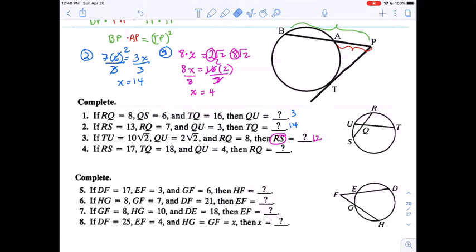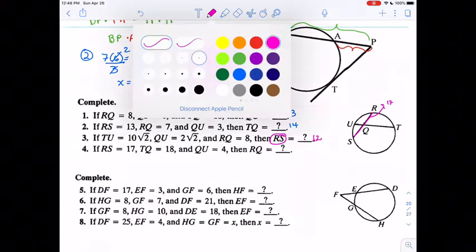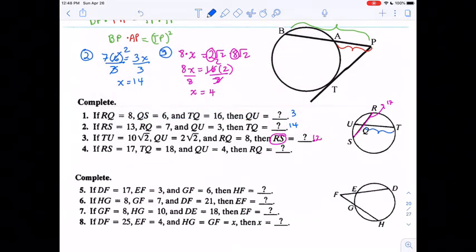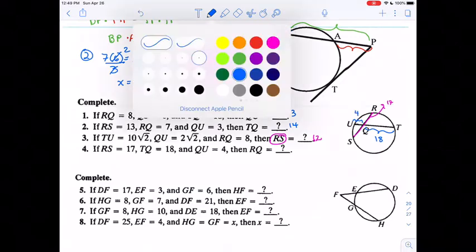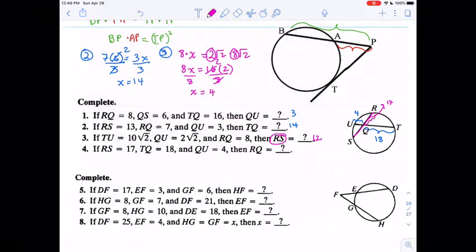We're going to finish off number 4, where you're given RS, the entire chord, is equal to 17. We have TQ is equal to 18. QU, the other piece of the blue segment, is equal to 4. And the question is, what is RQ equal to?